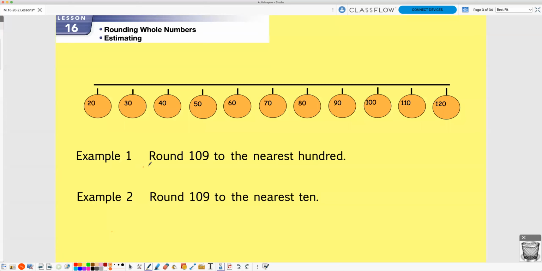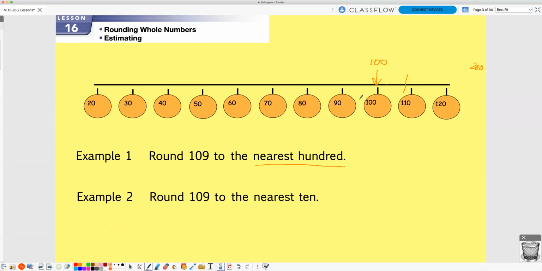Let's round 109 to the nearest hundred. Well, if you have 109 on the number line, that would be approximately right here. And it says to the nearest hundred. On this number line, we've got 100 right here. So it's either going to be 100, or you can see 200 would be way over on the other side.